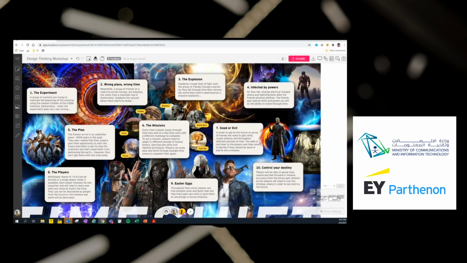So in the game itself, there is one big goal that we're trying to go through, which is obviously to save the planet and go back in time to the future to actually stop this event from occurring. But in between that, they have all of these mini missions.